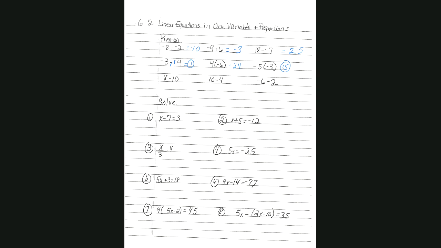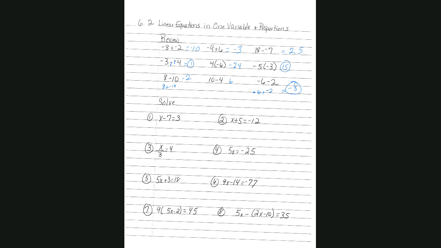8 minus 10, that's -2, because this is the same as 8 plus -10. So you will subtract and take the sign of the larger number. Next, 10 minus 4 is just like 10 fingers minus 4. You get 6. And -6 minus 2 can also be rewritten as -6 plus -2. Both of these are negative. So this answer is -8.